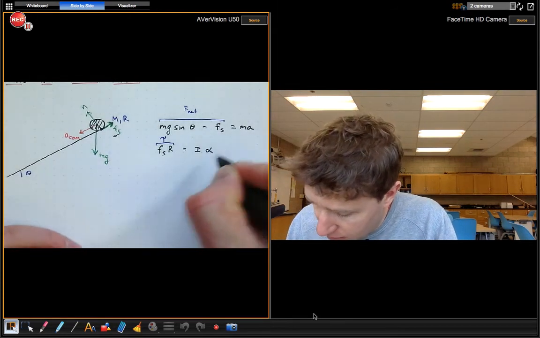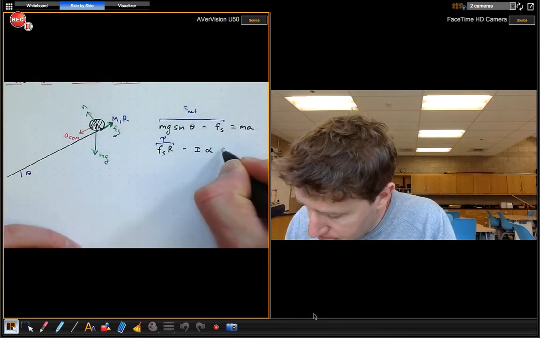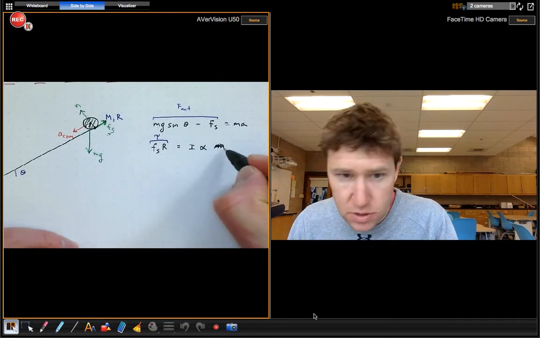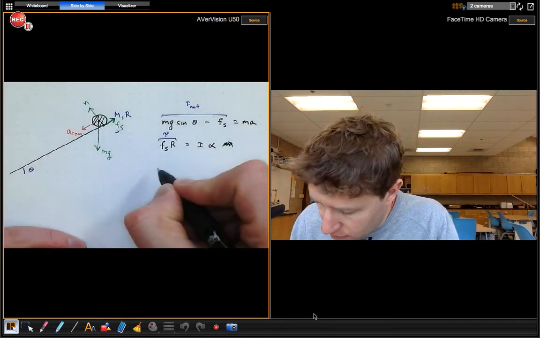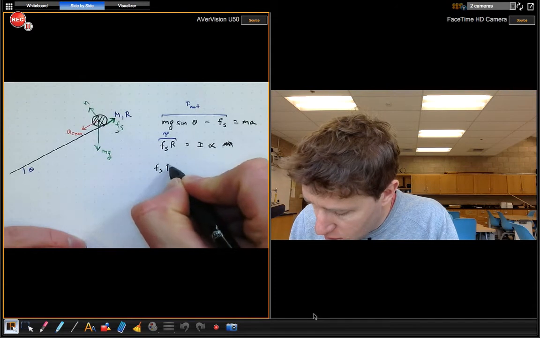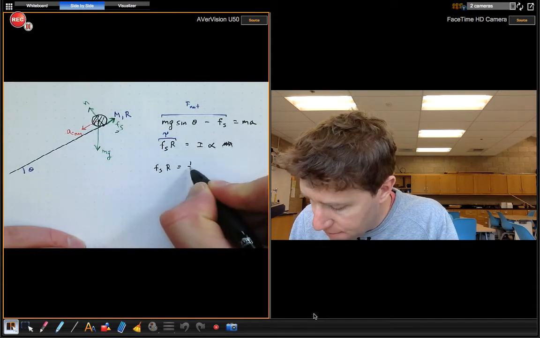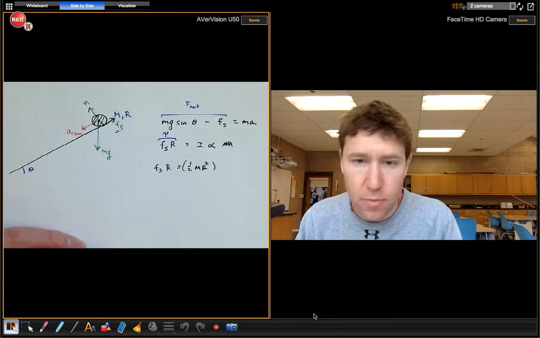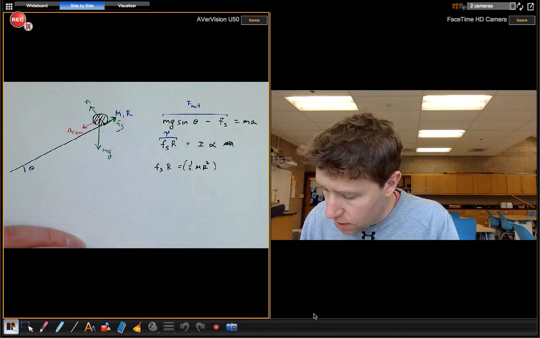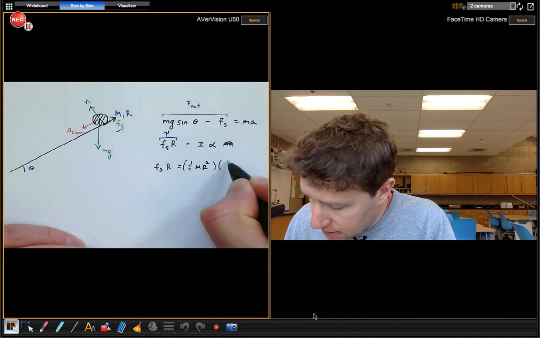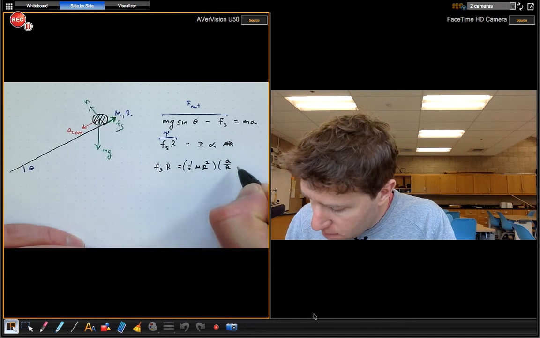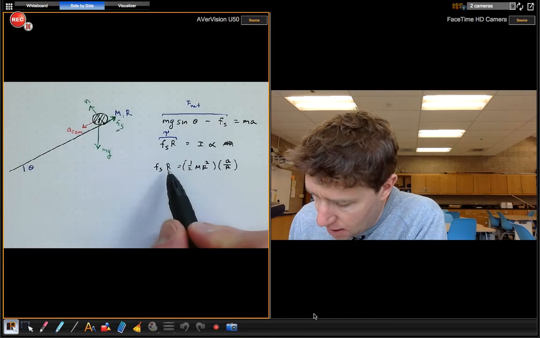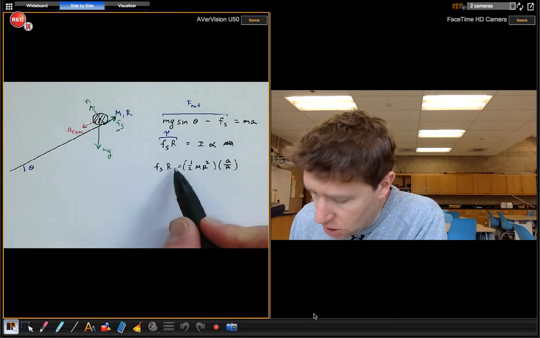I could rewrite this equation here, or maybe I'll write it below since I'm running out of room here. I could rewrite that as Fs times R equals 1/2 mr squared. Remember, the expression for the moment of inertia of a disk is 1/2 mr squared. Alpha is a over R. And now I notice some things which are quite nice. All of these R's are going to go away.